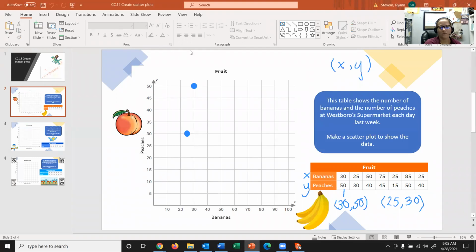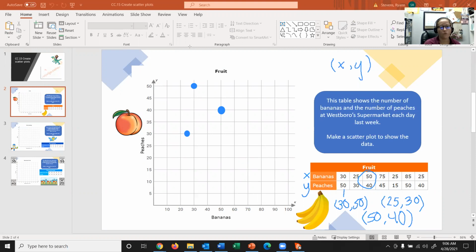The next point we have is 50, 40. We're going to do the same thing. As an ordered pair, we would write this as 50 and then 40. So we're going to go over on our x-axis to 50, and then go up on the y to 40. Looking at this data, when we're looking at 50, we're saying we have 50 bananas and we have 40 peaches.